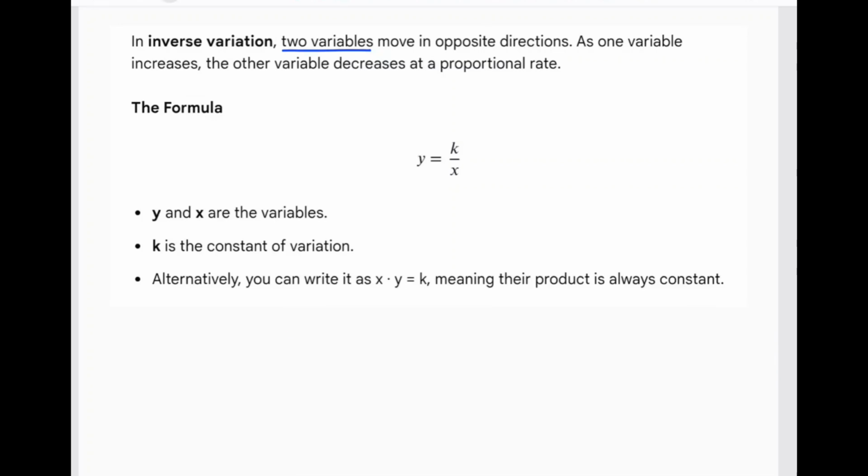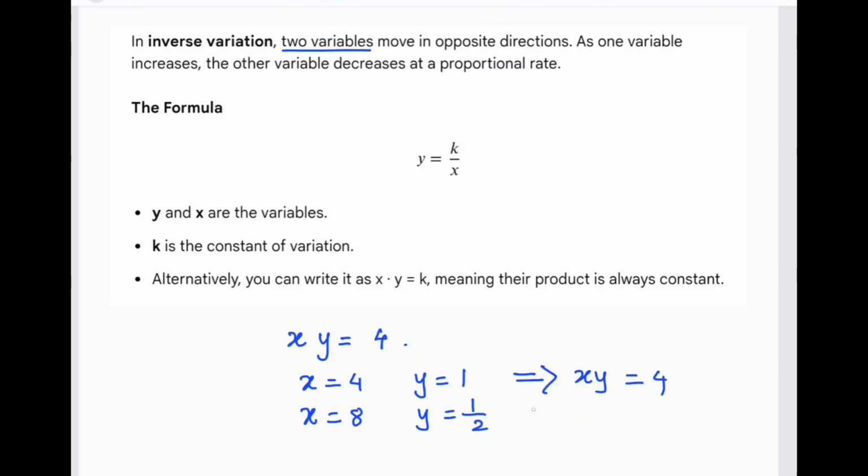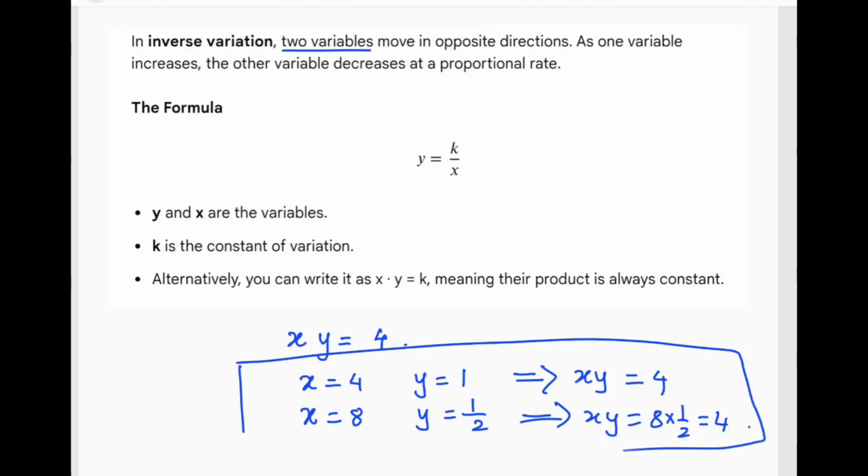See the example, x y is equal to 4. If I take x equal to 4, then y becomes 1. If I take x equal to 8, then y is equal to half. Why? Just see, x into y is equal to 4. In the second case also, 8 into half is also 4. So they are in inverse proportion.